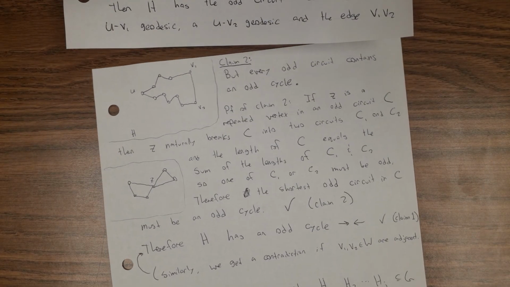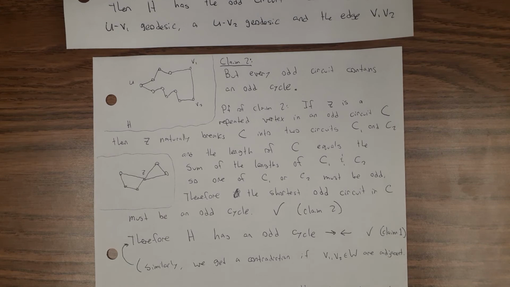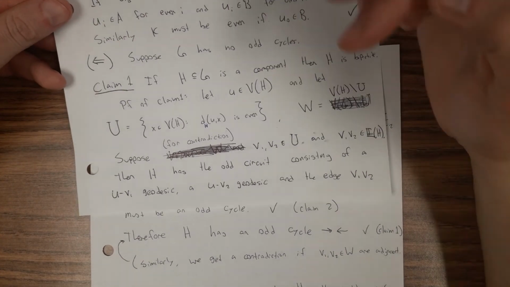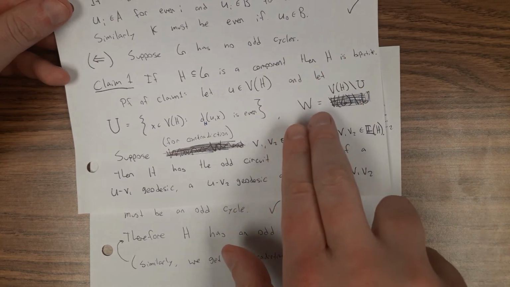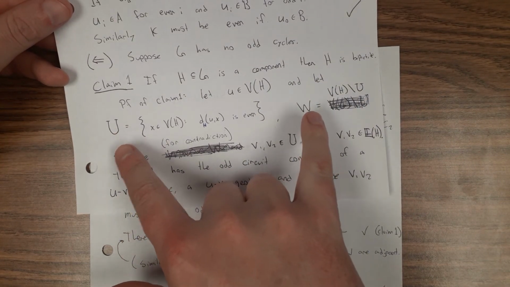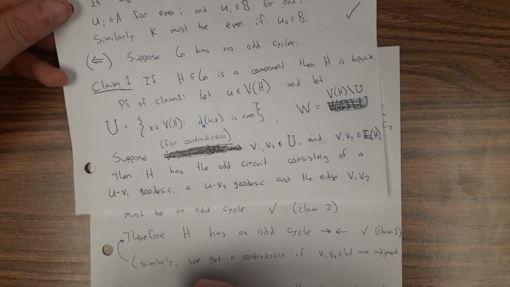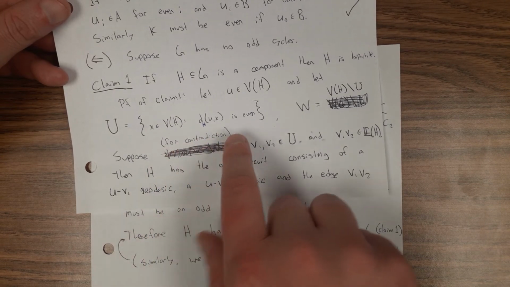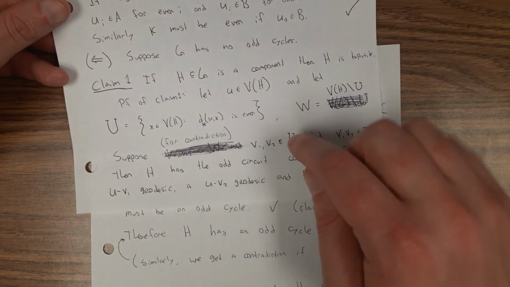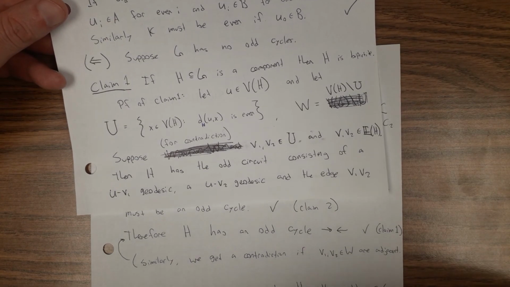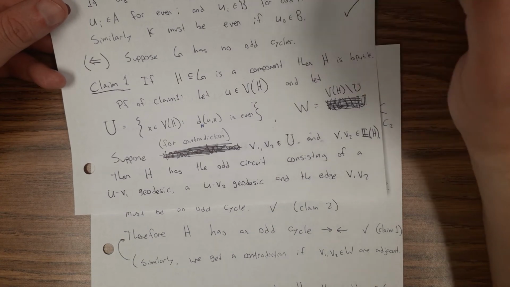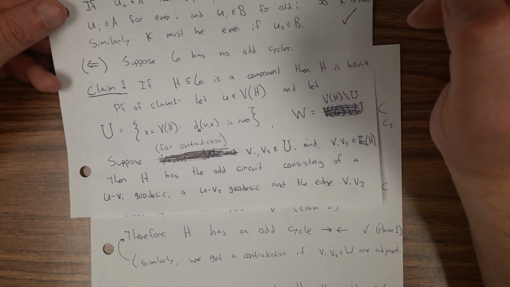Now, let me explain something. I'm being careful here. We're trying to do a proof by contradiction. Let's take a step back and look at the big picture. I'm trying to show that H is bipartite. I have these two sets of vertices. I want to show that this is a suitable partition showing that the graph is bipartite. We have supposed for contradiction that I have an edge in here. And I'm going to get a contradiction if I find an odd cycle.